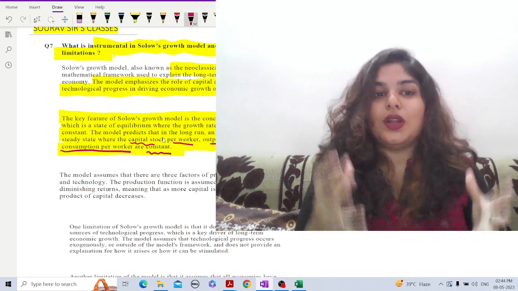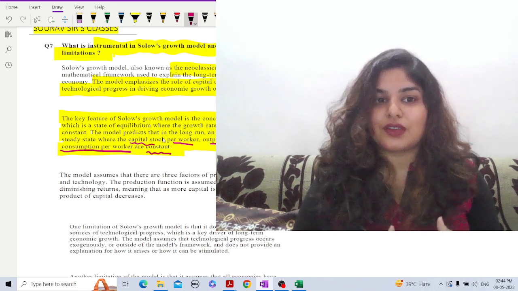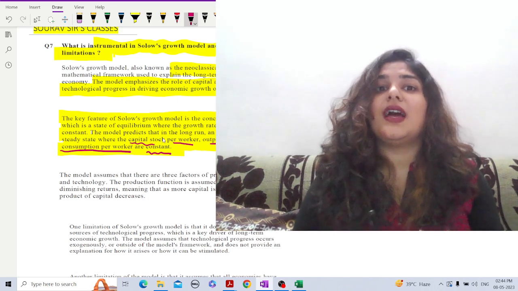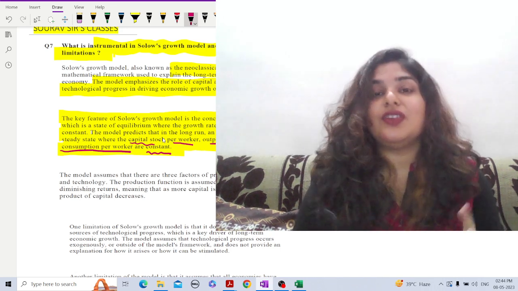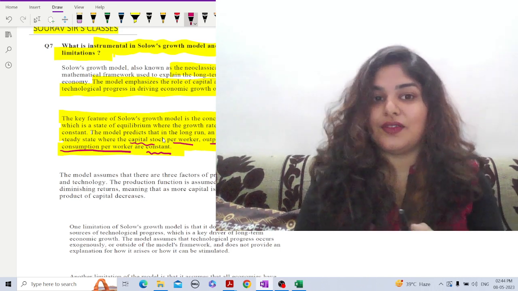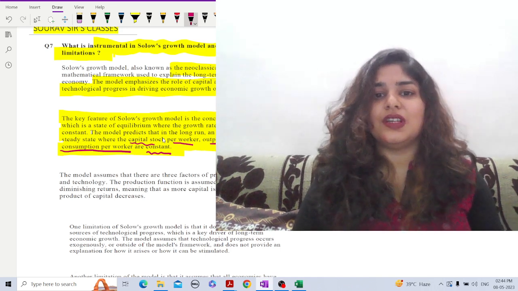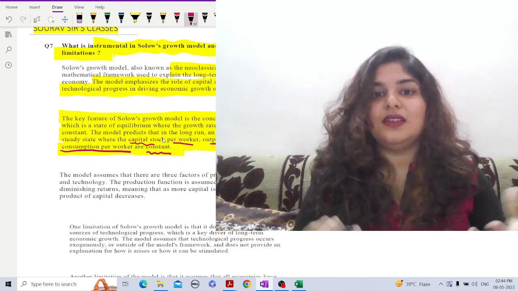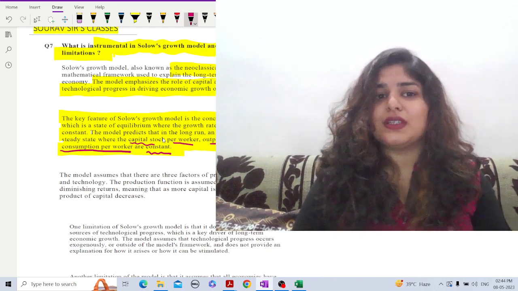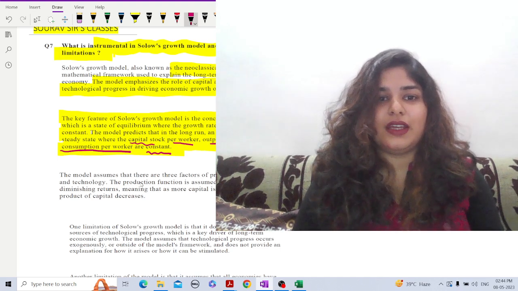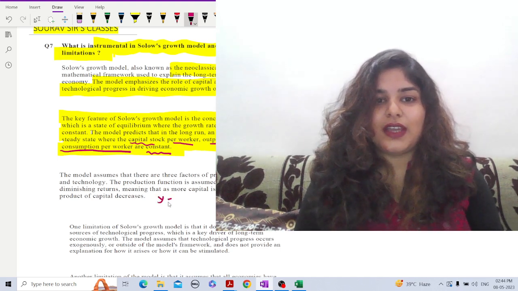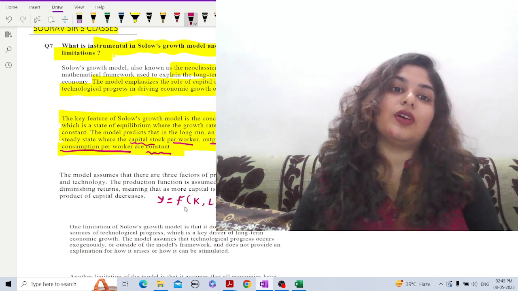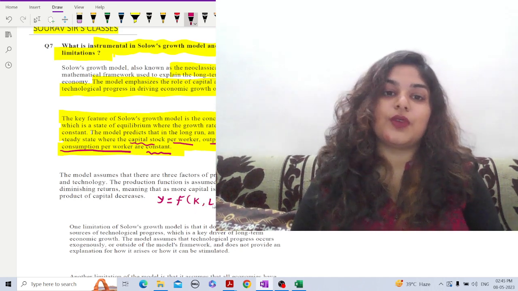Now this model assumes that there are three factors of production: labor, capital, and technology. And technology is exogenously given. The production function here is subject to diminishing returns. That means the more capital is added, the marginal product of capital will decrease. If we write it down, the production function is Y equals a function of K comma L. This is the Solow growth production function.